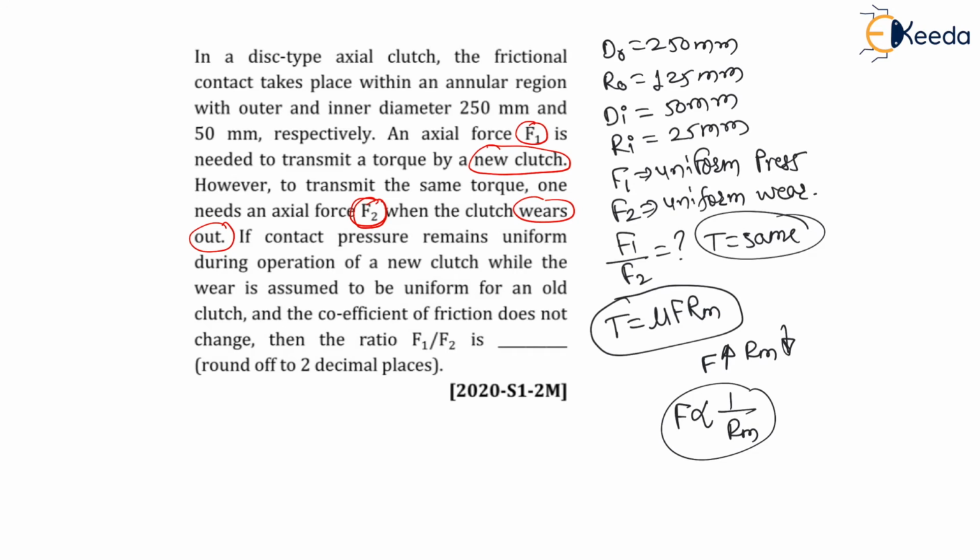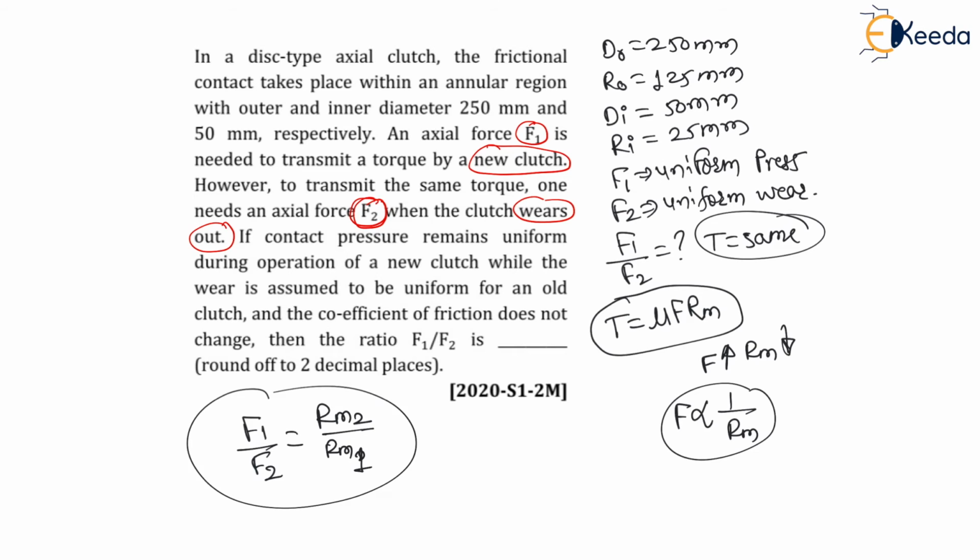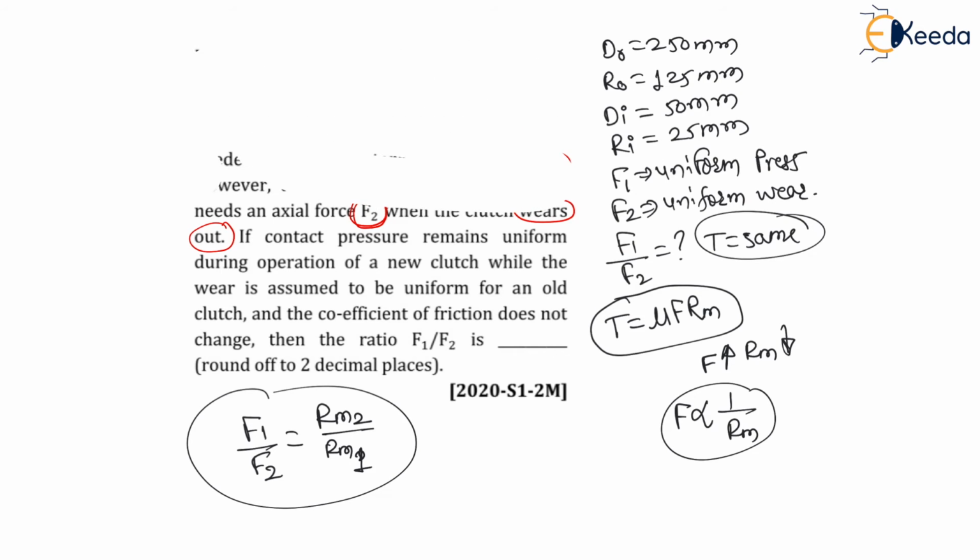Definitely, we can say. Therefore, if I want to find the ratio F1 divided by F2, then I have to calculate the mean radius of friction in the second case divided by the mean radius of friction in the first case. This ratio we have to find. So let us simplify this. Now, once we understood the concept, here we will solve this question.